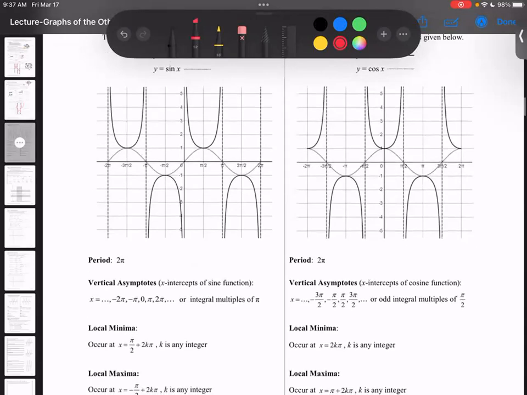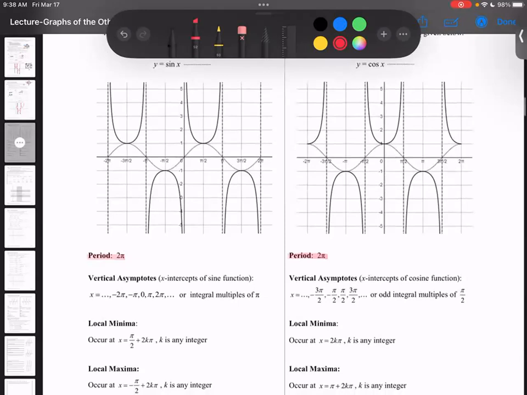So here is a little bit summarized for the cosecant versus secant. They both have a period of 2 pi. Who else has a period of 2 pi? Sine, cosine, right? The vertical asymptotes for the cosecant are all the x-intercepts of the sine function. Say 0, pi, 2 pi, 3 pi, 4 pi, 5 pi, etc. Or you can go the negative way: negative pi, negative 2 pi, negative 3 pi. In short, it's the multiples of pi.